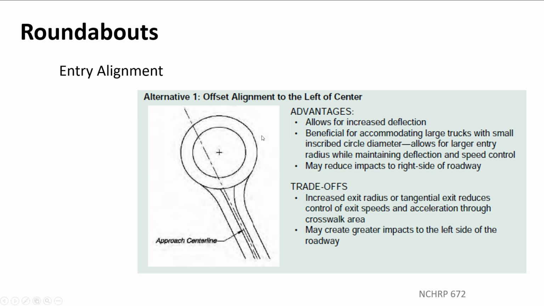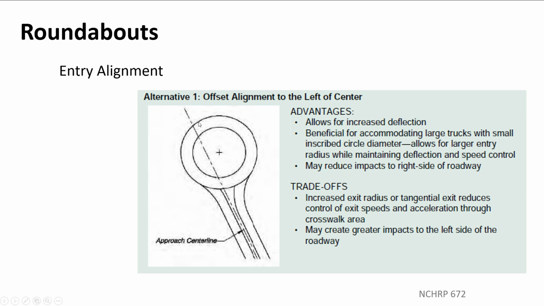Another piece is how you line up the entry roads in comparison to the center of the inscribed circle diameter. It's an interesting piece, and so we've got options. This is called a left offset one, so the entry approach is to the left. You can see this dotted line, the center line of the entry road, is to the left of the center of the circle. What's good about this is it has a lot of deflection for incoming vehicles and will really slow people down as they come in.